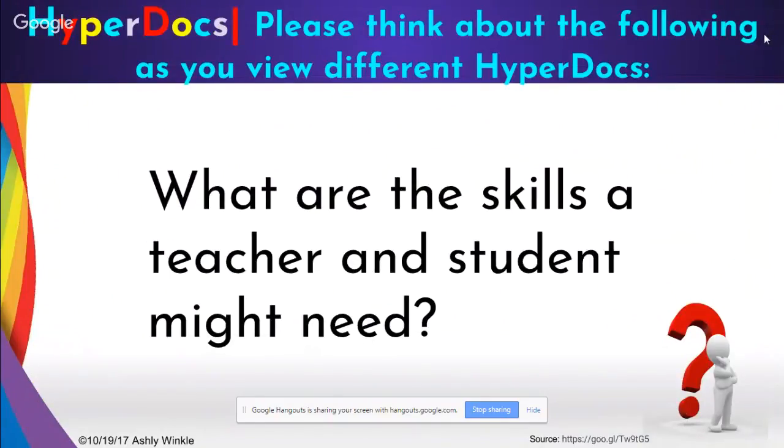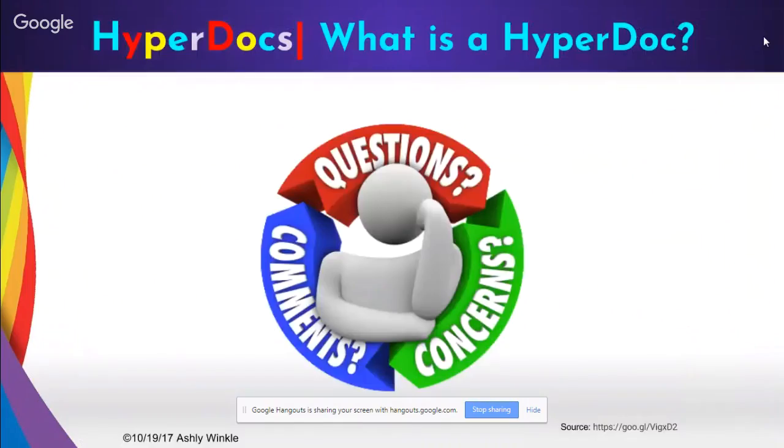So now, as we're going through, we're going to see several different examples of HyperDocs. And as we're doing it, I really would like everybody just to try to keep in mind, what are the skills a teacher and student might need as we're going through these? Before I continue, though, I am going to stop here for a moment to see if there are questions, comments, or concerns.